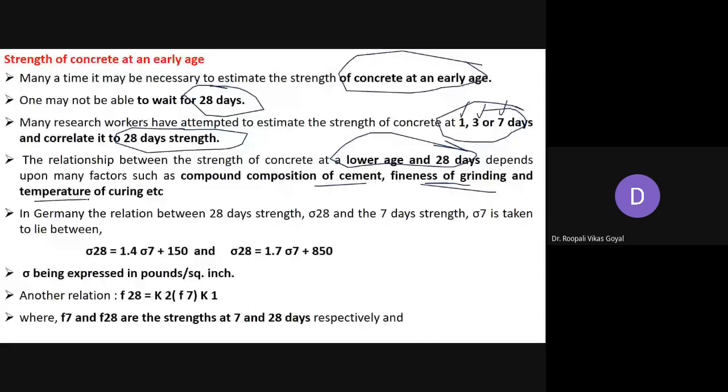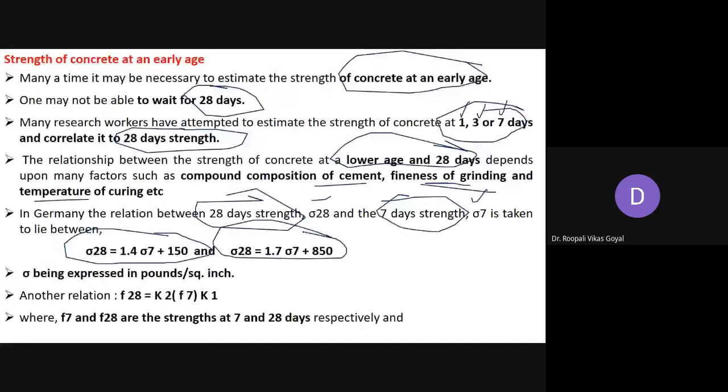In Germany, the relation between the 28 days strength, called sigma 28, and the 7 days strength of the concrete, called sigma 7, they have found lies between these: sigma 28 is 1.4 sigma 7 plus 150, and sigma 28 is equal to 1.7 sigma 7 plus 850. So they have established that the 28 days strength can lie between these two. This is expressed in pounds per square inch, as normally they measure strength in pounds per square inch.